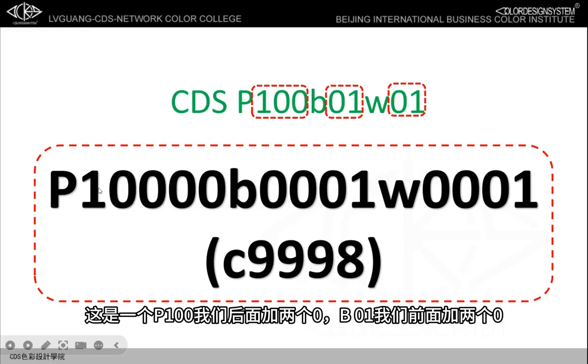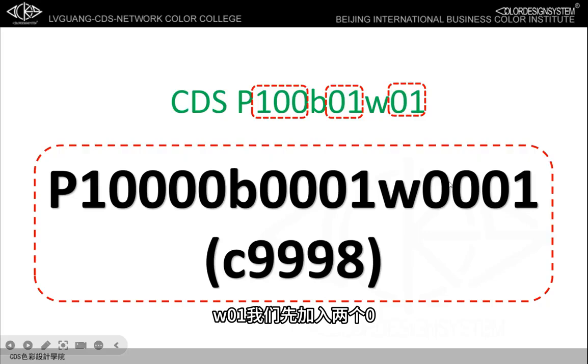This is P100, we add 2 zeros after it. And B01 we add 2 zeros in front of it. W01 we add 2 zeros first. Then C98, we add 2 99s in front of it. You will find that all at once, how many more have we added to our data? Tens of millions of colors added. This is its infinite expansion.